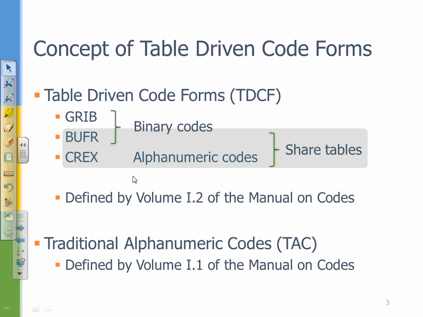In contrast to TDCF, traditional alphanumeric codes, sometimes called TAC as an acronym, are defined by volume I.1 of the Manual on Codes. So these are the code forms we are talking about here.